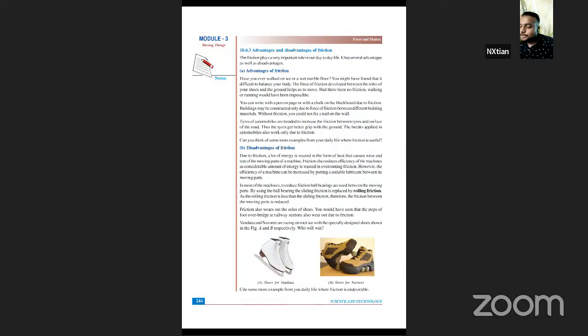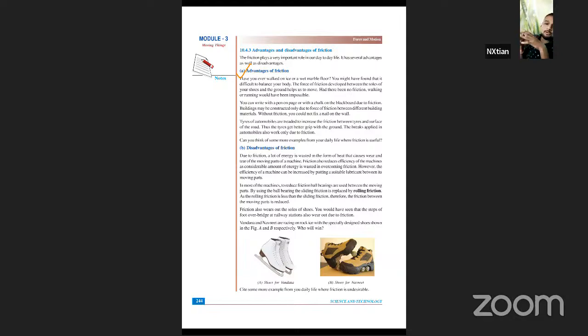Now, advantages of friction. So, what is the advantage of friction? As you write in your notebook now, if you see the tip of your pen, there is a ball. That ball is basically helping you to write. So for friction to work, two surfaces should be there. One surface should be smooth and the other surface should be rough.